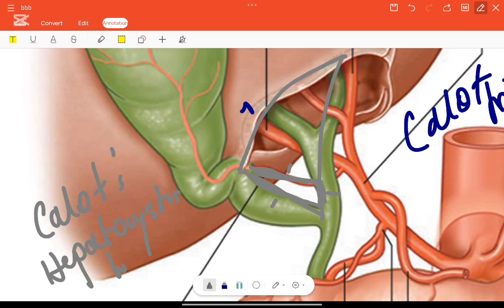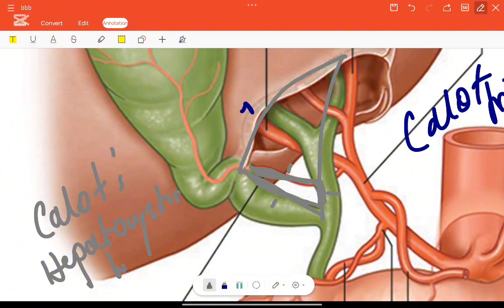But for strict purposes, if you want to be strict in literature, Calot's has one difference in the border: instead of the undersurface of the liver, it's the cystic artery. And the hepatocystic triangle is the undersurface of the liver, not cystic artery. But in general they are used interchangeably all the time. So how can they ask you about this stuff?